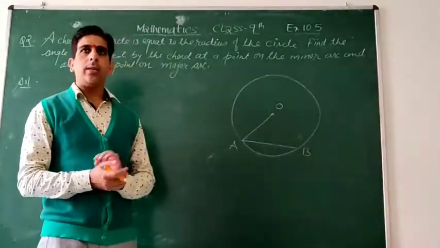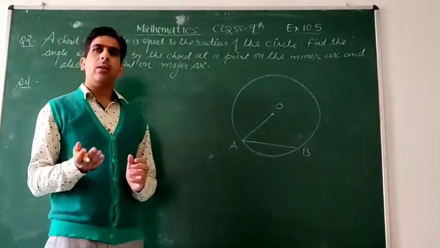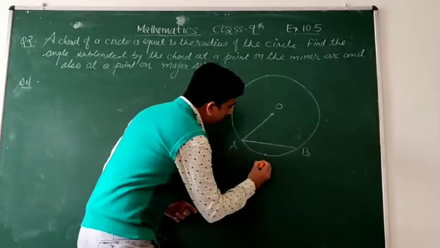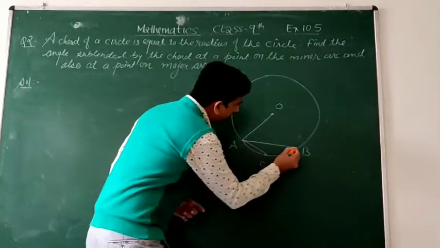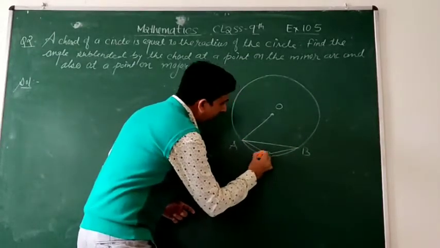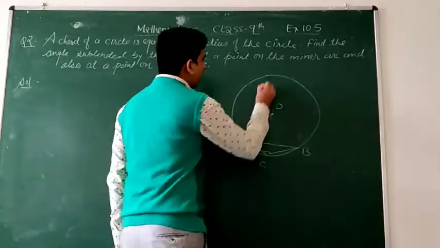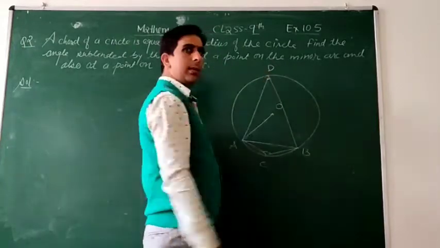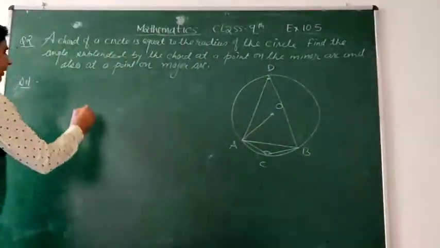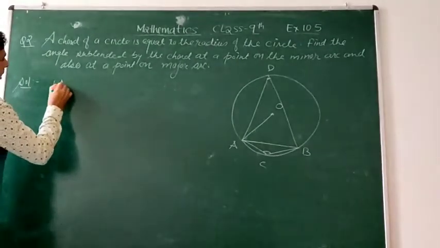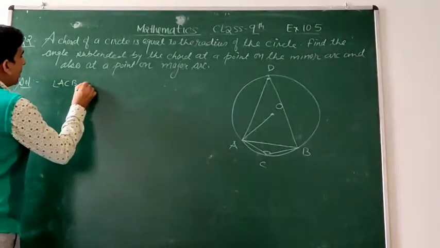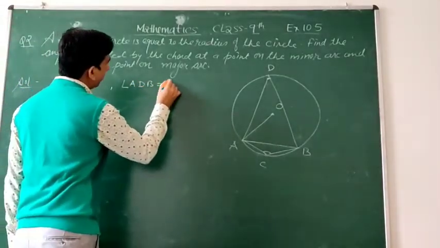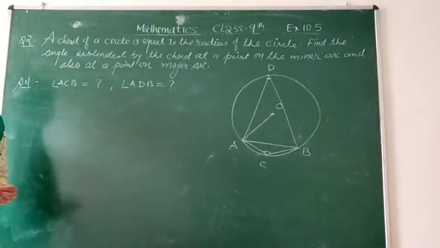Then we have to find the angle in the minor arc and the angle in the major arc. Suppose in the minor arc this is your point C, so we have to find angle C, and in the major arc let this be D, so we have to find angle D. We have to find angle ACB and angle ADB. Now come to the solution.